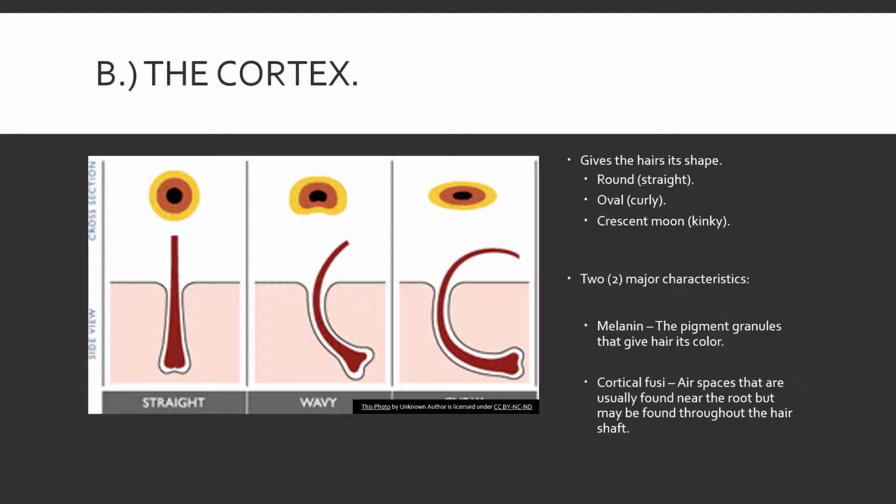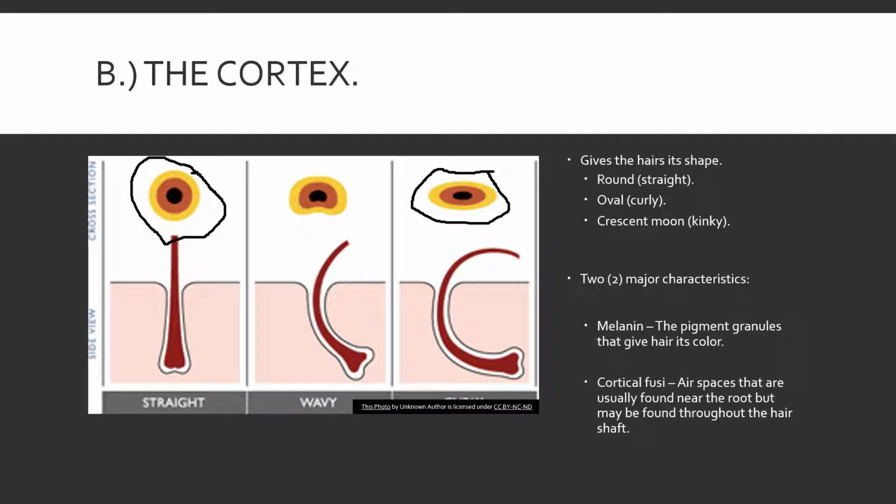So for round, we can see here, this is round. If I were to cut a piece of hair and look at it, it would look round, right? And that would maybe tell me that the person's hair was straight. An oval shape over here would maybe tell me the person's hair was curly, kind of seeing how the hair curls there, right?